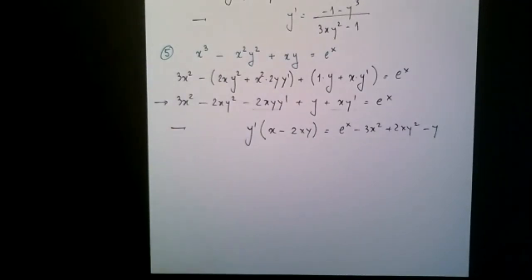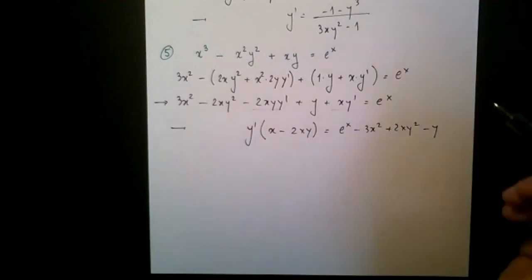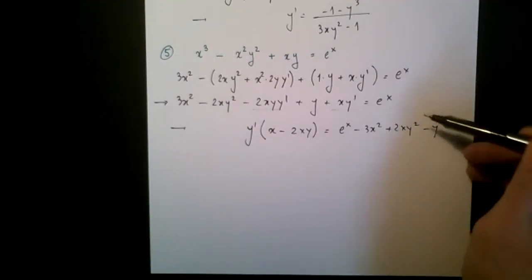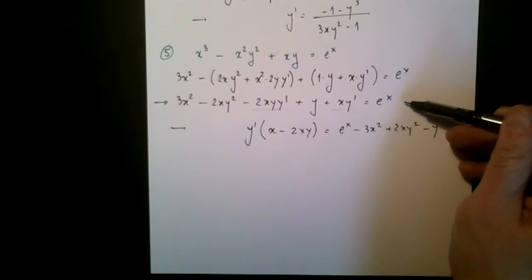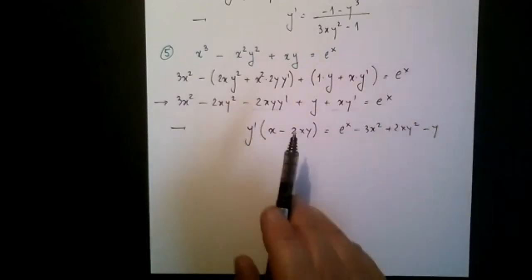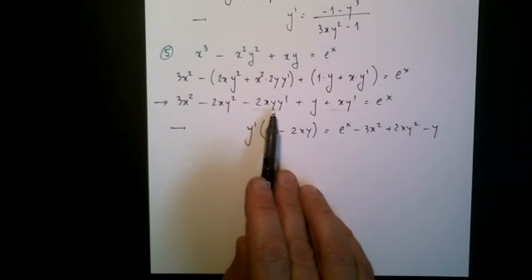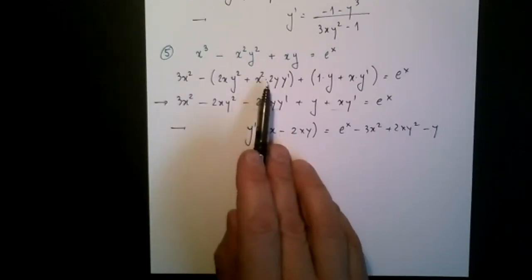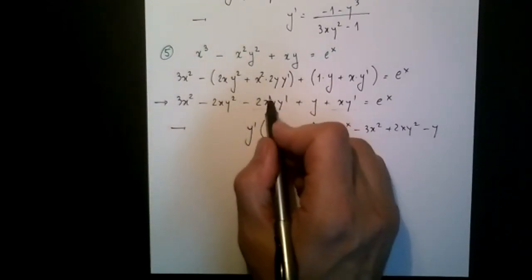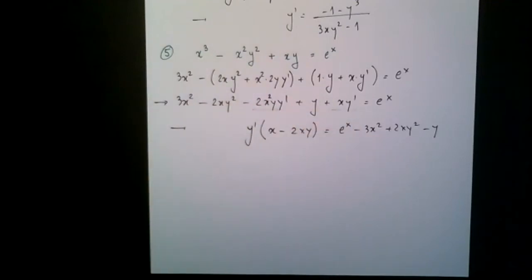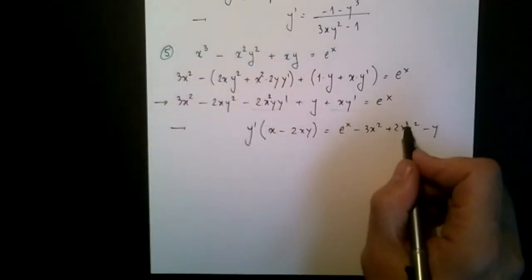On the third line, here? Yeah, here. Why is it minus 2xy? This? Yeah. Oh, it's x squared, sorry. Okay. Thank you. Yeah, you're right. I forgot the 2 here. Perfect, thanks.